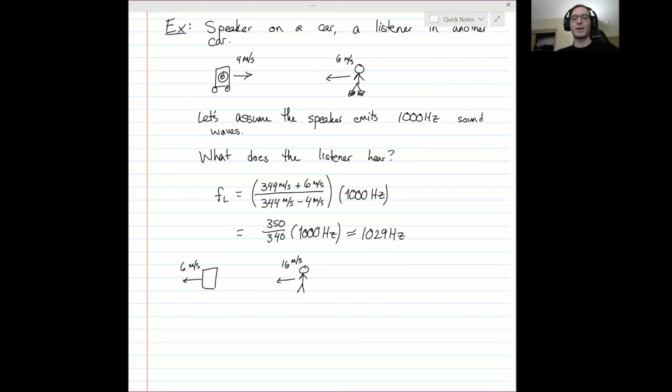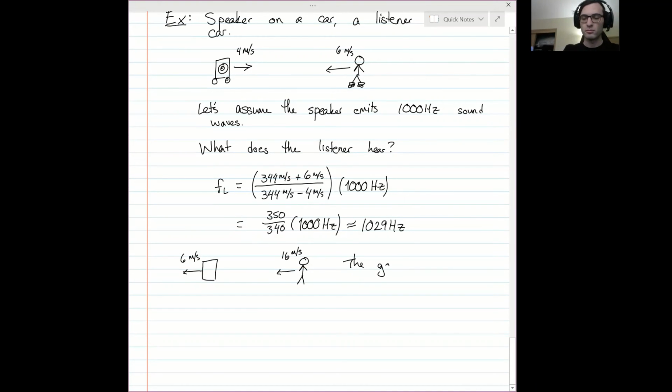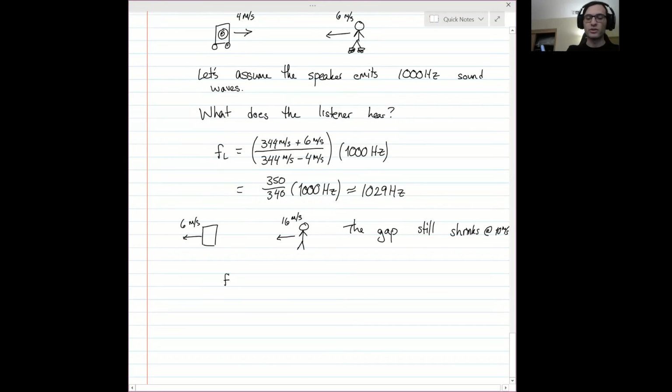So let's look at this example. So here the gap still shrinks at 10 meters per second, just as in the above example, but we'll see something different here. And we're going to assume it's 1,000 hertz again. So now the frequency of the listener is 344 meters per second, and the listener is still traveling towards the speaker. So we have to add 16 meters per second. And now we have to divide, but the speaker is moving away from the listener. So we add 6 meters per second, and then multiply by 1,000 hertz.